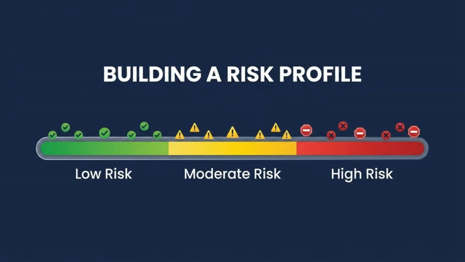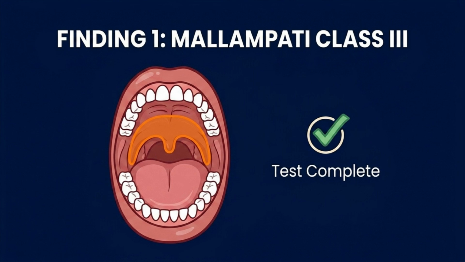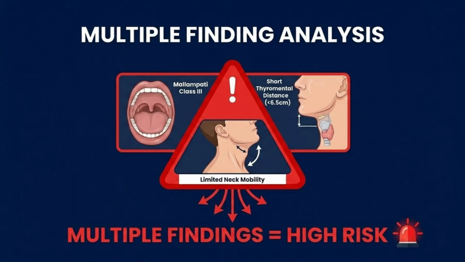We think of this as building a risk profile, moving from low risk to moderate and to high. If we find one positive finding like Mallampati class 3, that means increased caution is needed. But if we find multiple positive findings together, the risk becomes much higher.